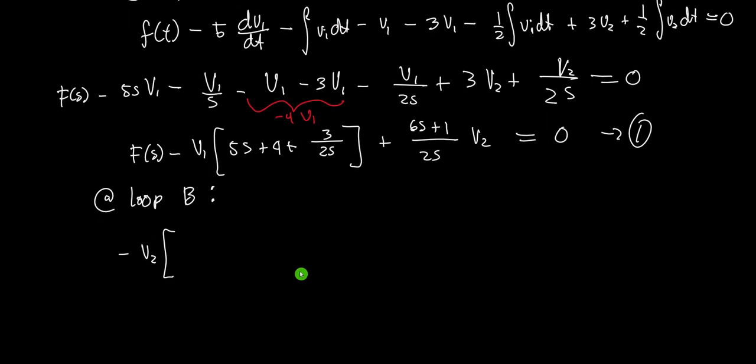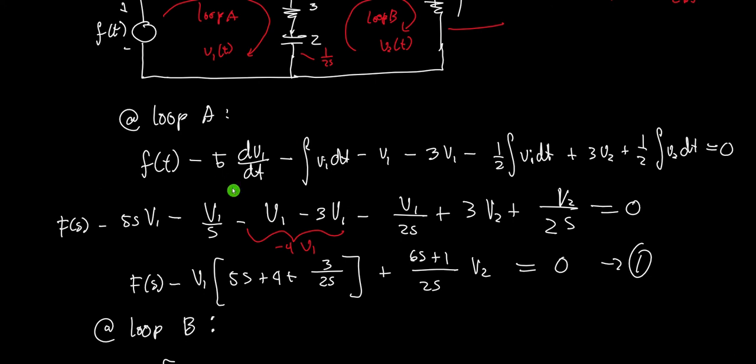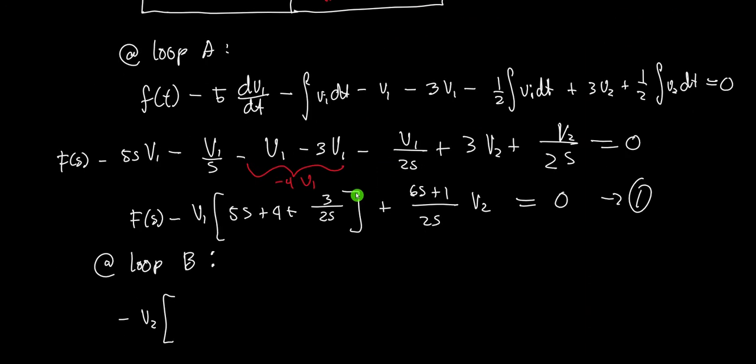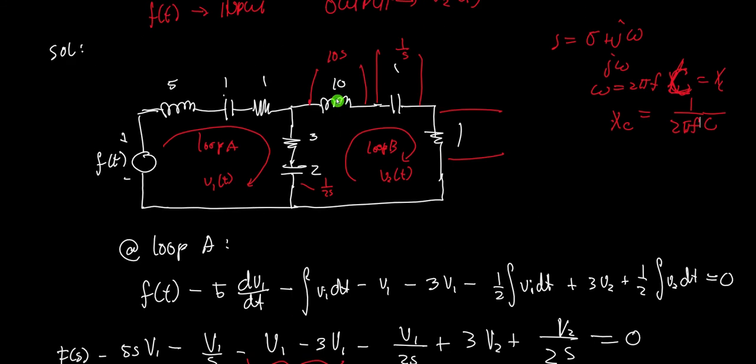Then we can now apply Kirchhoff's law here by just multiplying these impedances with V2 in S domain. Because we factor out V2 in S domain now, so we have 10S.